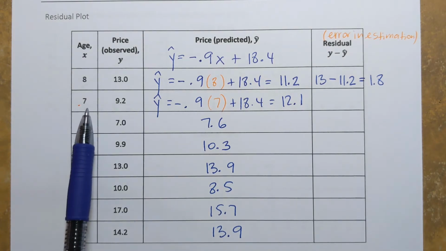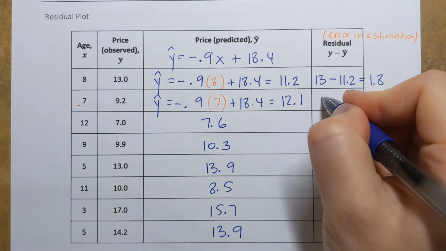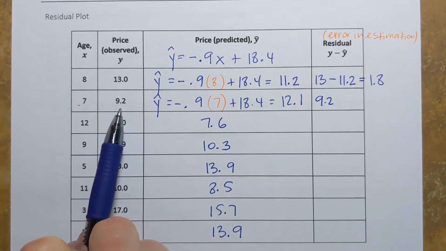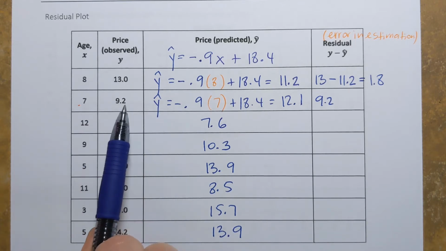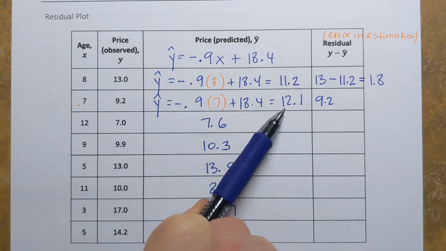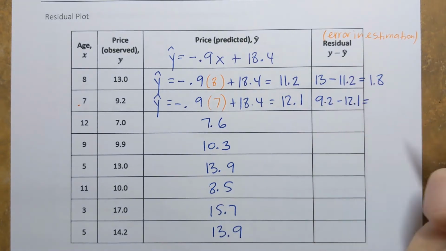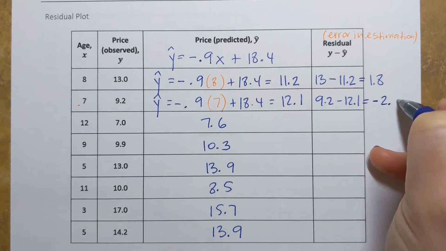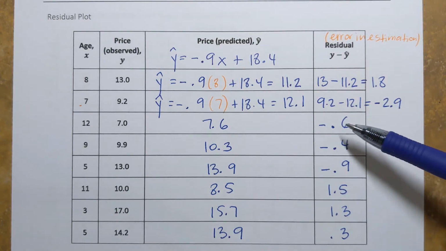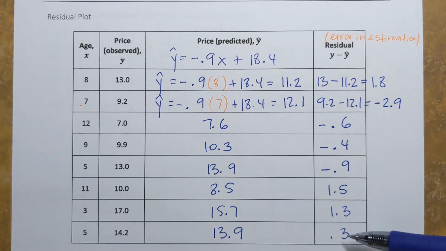For car age 7 years, the observed price is 9.2, so that's the actual price of an actual 7-year-old car. And using the regression equation, we estimated the price to be 12.1, so we overestimated in this case. So the residual, because of that, will be a negative number, negative 2.9. I continued in that manner and found the remaining residuals. And now we're ready to construct the residual plot.